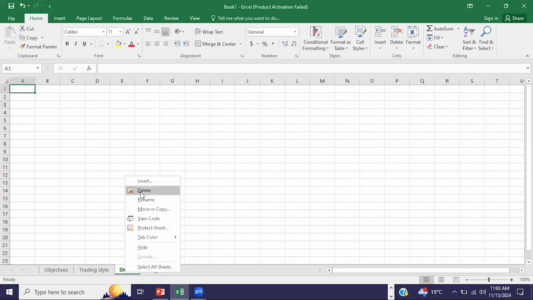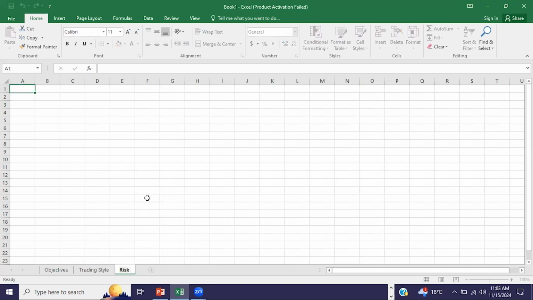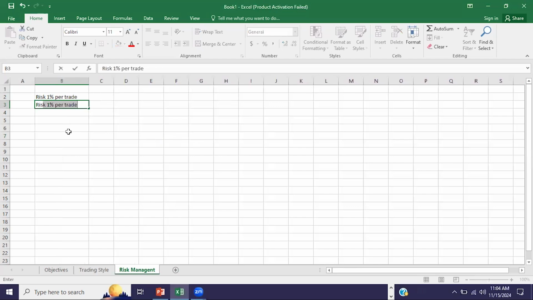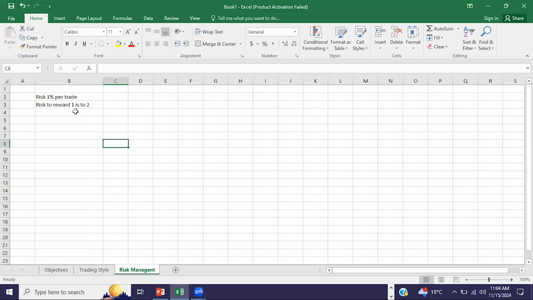Then sheet three, you can talk about risk management. Under risk management, this is where you set risk per trade. Maybe you can say risk 1% of your capital per trade. Then you can set your risk to reward ratio, maybe 1:2. That means if you're risking 1%, you are targeting 2%.